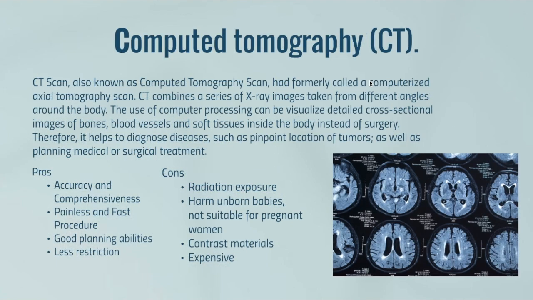Now, lastly, CT. CT is basically a computer processing a whole bunch of X-ray images taken at various angles around the body to give you a set of images. These images include bones, blood vessels, and soft tissues. This is done instead of surgery, and it helps pinpoint the location of tumors and helps with planned medical and surgical treatments. Pros are that it is accurate and comprehensive, so it's easy to understand. It is painless and fast.